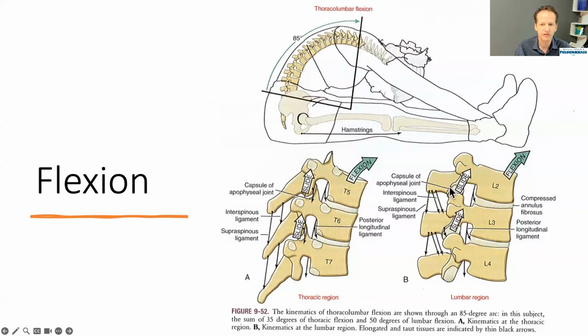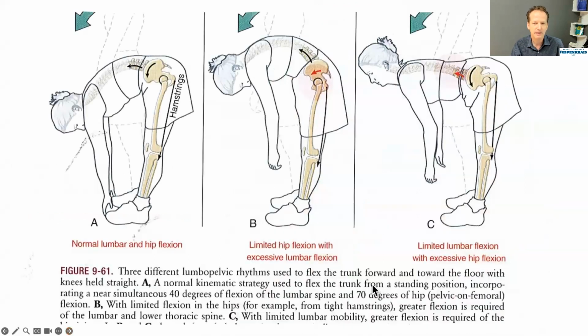So when we flex, these joints open up, the holes through which nerves exit increase in size, the front of the vertebra get compressed a little bit, the back of the spinal column expands. So that's what happens throughout our spine. Basically, we can think of three strategies of bending forward.